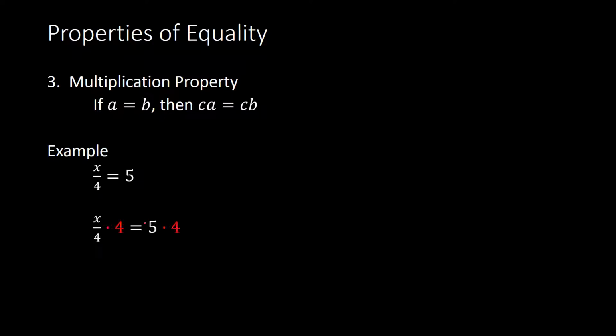The third property is similar, and that is the multiplication property. This says that if A equals B, then we can multiply both sides by some number, and that's going to be represented by the letter C. So an actual example of this would be if we had x over 4 equals 5. Because x is divided by 4, to solve this, we'd have to multiply both sides by 4. So when you multiply both sides by 4, we'd get x equals 20. But we can do that because of the multiplication property, which says that we can multiply both sides of the equation by the same number.